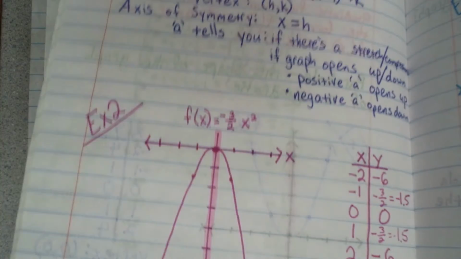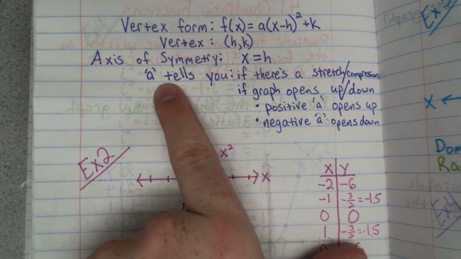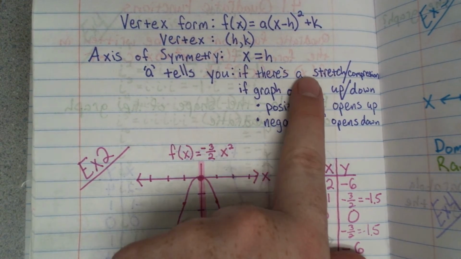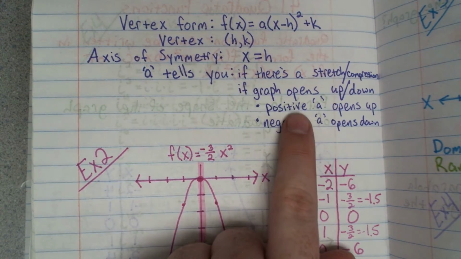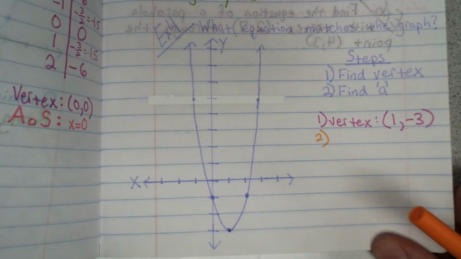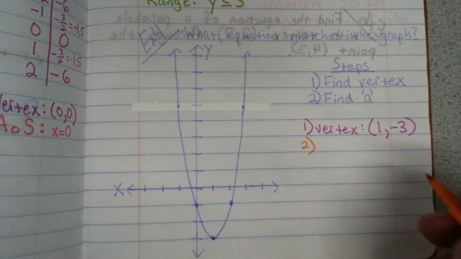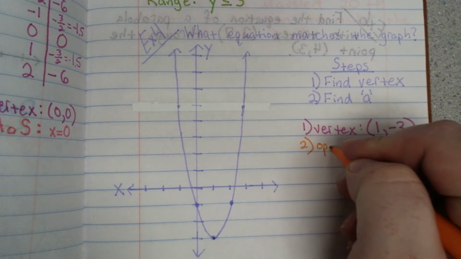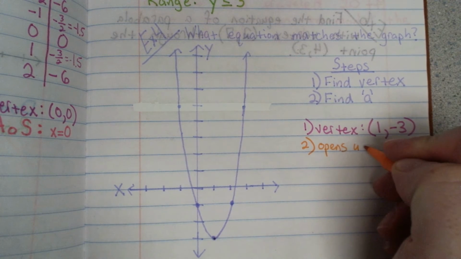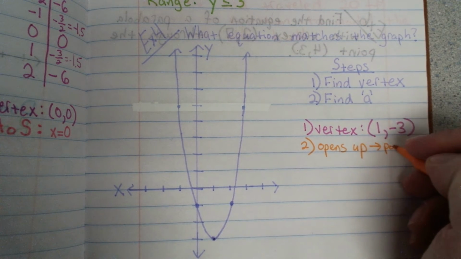So again, refer back to what we talked about yesterday. We've already found the vertex. What is A? It tells us a couple of things. Is there a stretch or compression? And does it open up or down? Perhaps the easiest thing to tell from this graph is that this is a regular U shape that's opening up. So since it opens up, we're looking at a positive A.